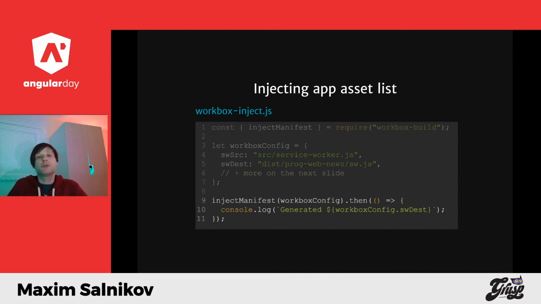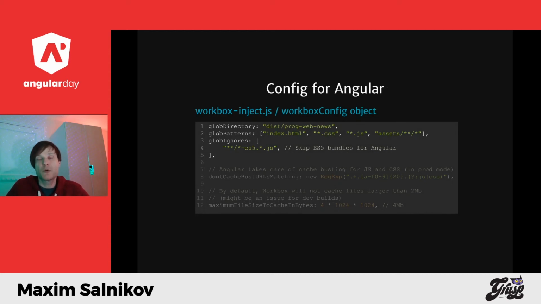And after we inject this manifest into the service worker, this placeholder will be replaced by an array with the files. You will see it on one of the next slides. But about the configuration, it's in the form of globs. So we literally point to particular files or patterns, what to take into this application shell. We can ignore some files, like in my example, modules for ES5.